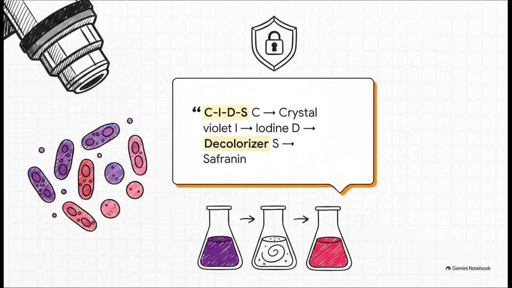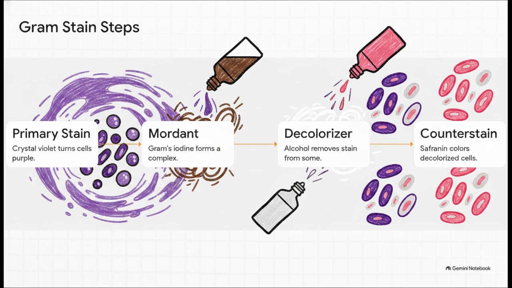CIDS. Crystal violet, iodine, decolorizer, and safranin. This is the exact order of the reagents used in the Gram stain, and it's the foundation of almost everything we do. Imagine this procedure unfolding step by step, taking our invisible cells through a carefully designed chemical gauntlet.